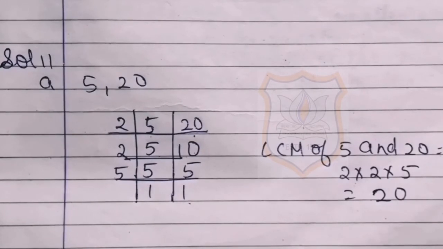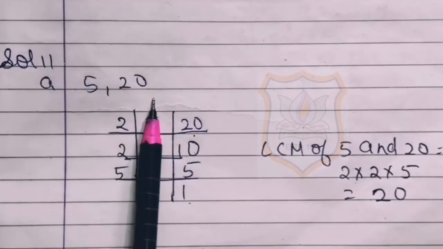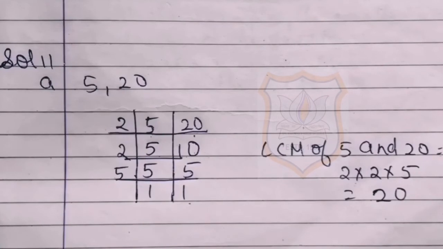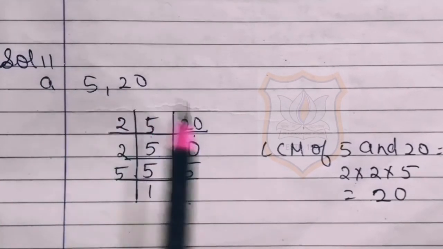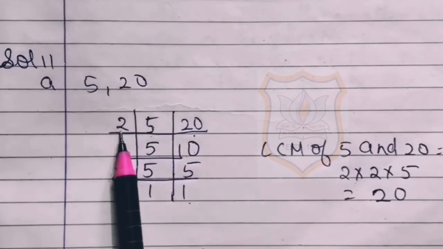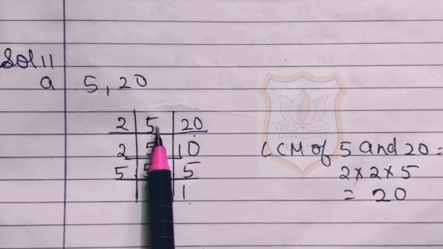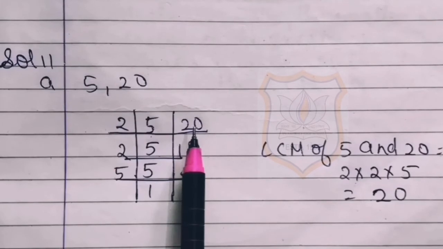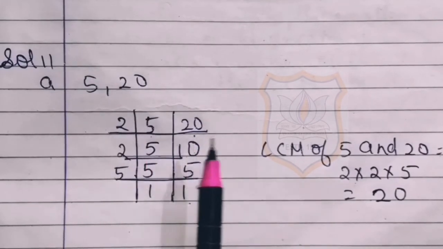Solution for sum number 11, A part, 5 and 20. Students, here also we have to find out the LCM of 5 and 20. So we will write 5 and 20 here. We will divide these numbers by 2. 5 is not divisible by 2, so we will write it as it is, and we will divide this 20 by 2, we will get 10.